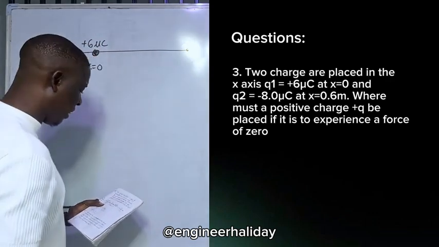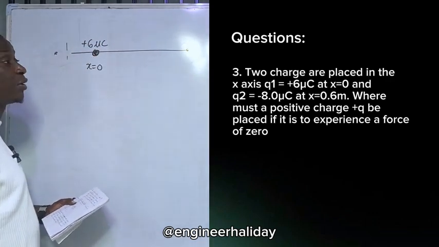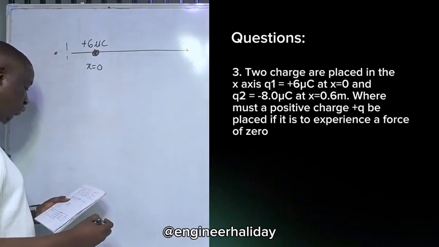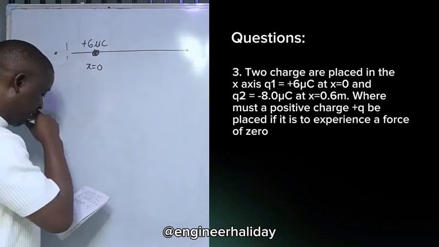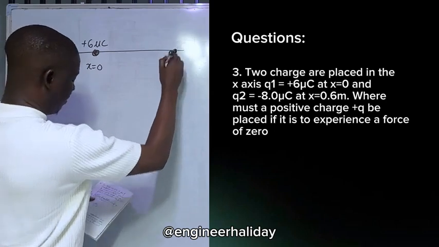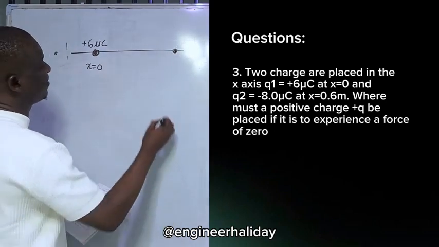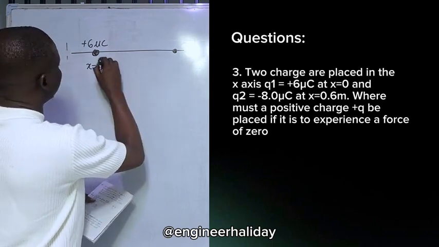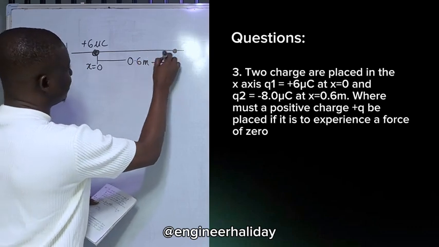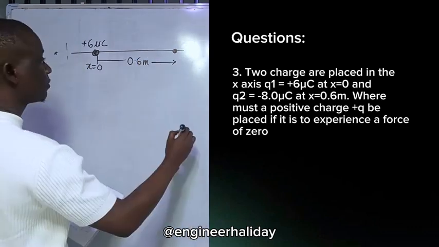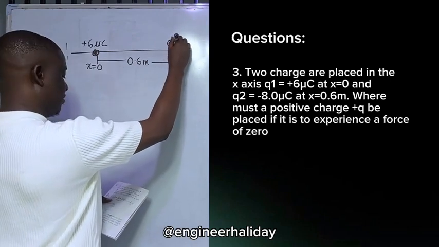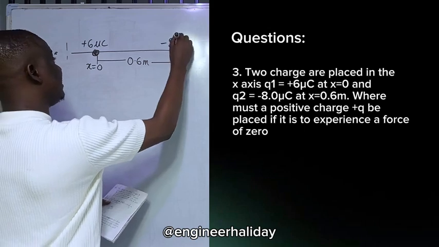They said Q2 is minus 8 microcoulombs, as you can see. We also go through the question as I'm teaching. Now, what did they say? Q2 is minus 8 microcoulomb at x equal to 0.6. That means from here to this place is 0.6 meter. It's placed there. Here is 0, that means 0.6, which is minus 8 microcoulomb.